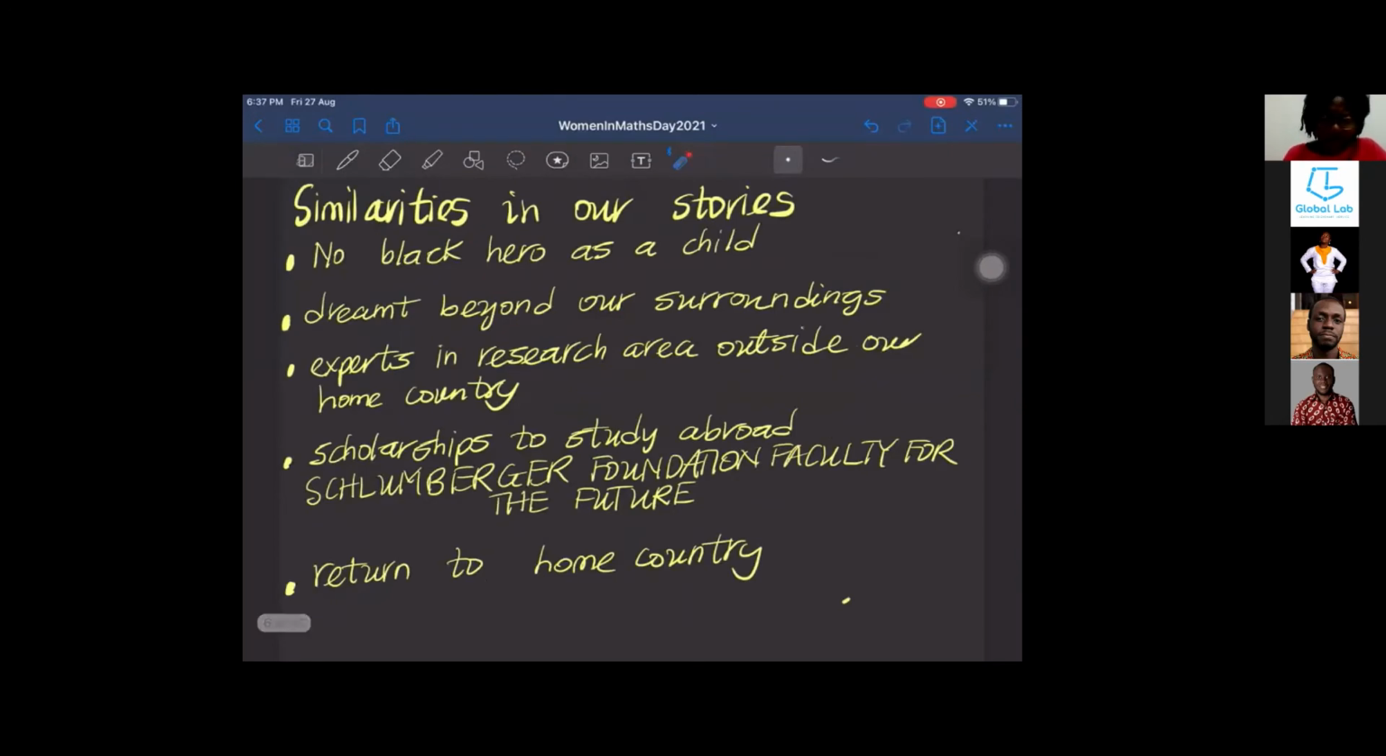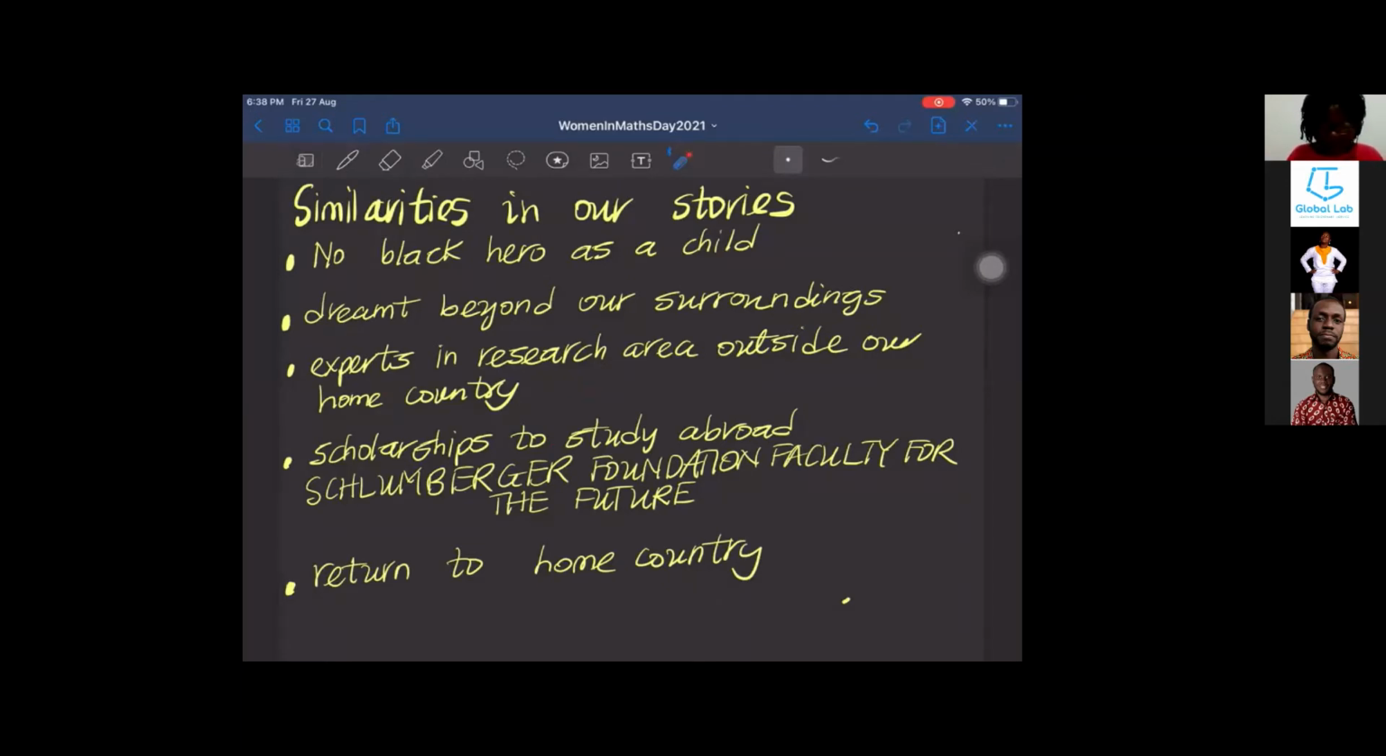So a little bit about our stories. So one thing I realized after, let's say, 3 years of doing this is that for most of us, either my guests or myself, we grew up not having a Black hero of maths who had blazed this trail. Most of us dreamt beyond our surroundings. So growing up, I didn't have any mathematician in my surrounding, but we all aspired to do this, even though we didn't have this. But also, we all had to travel abroad, which seemed very strange that we couldn't even find experts in our countries to be our supervisors, but we had to travel abroad through scholarships.